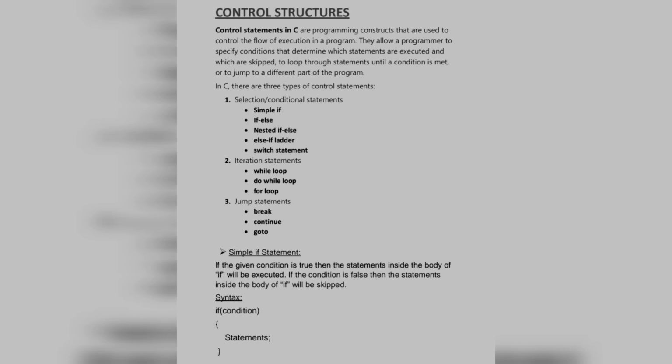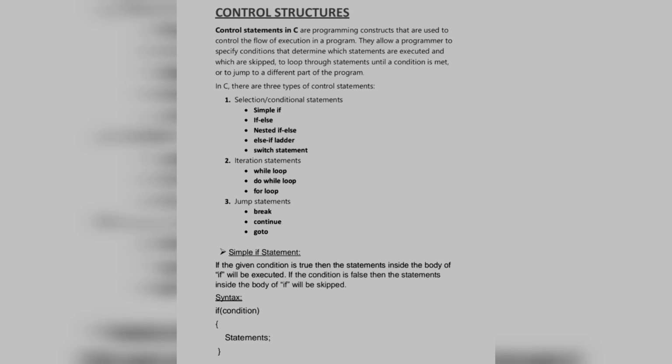Control structures. Control statements in C are programming constructs that are used to control the flow of execution in a program. They allow a programmer to specify conditions that determine which statements are executed and which are skipped, to loop through statements until a condition is met, or to jump to a different part of the program.